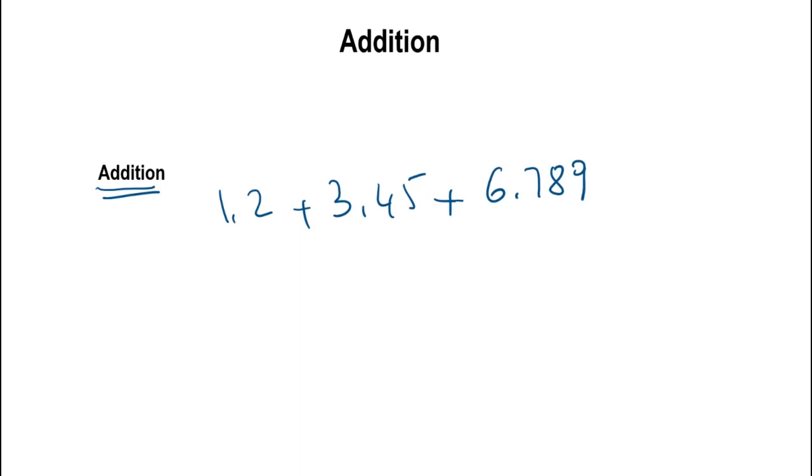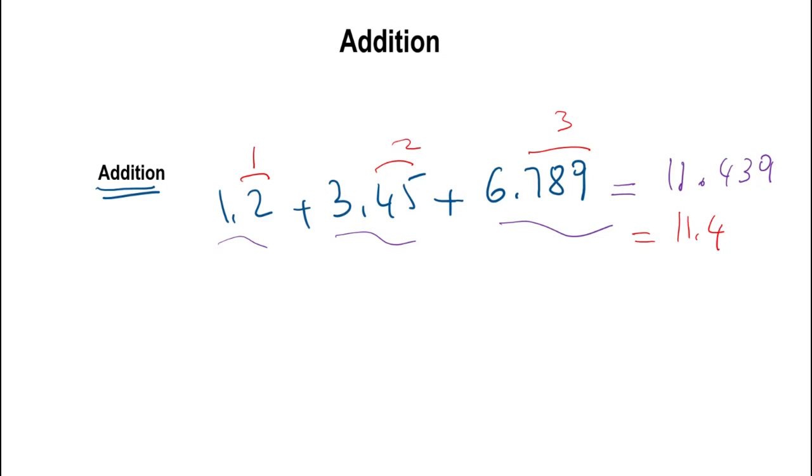Now we are going to talk about addition when we have significant figures. Let's take 1.2 plus 3.45 plus 6.789. The answer will be 11.439. How many digits do we have after the decimal point? This one has 1, this one has 2, this one has 3, so 11.4. We take the least number of digits after the decimal point. I do my math with my calculator, and then I round to the least number of digits after the decimal point.